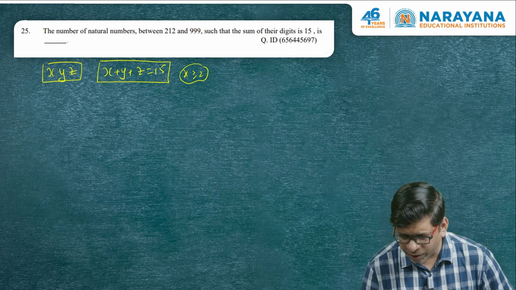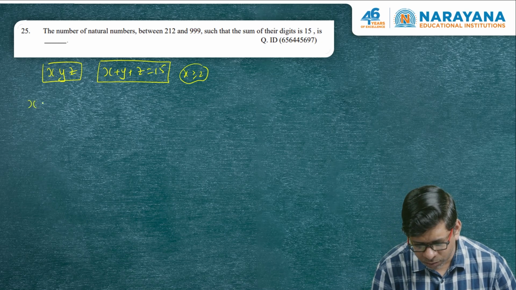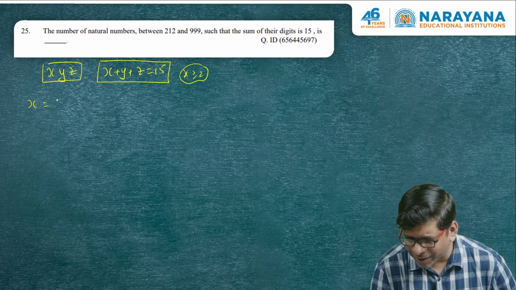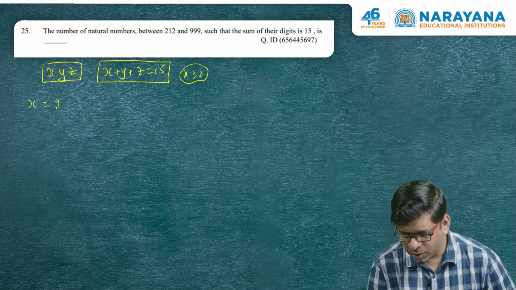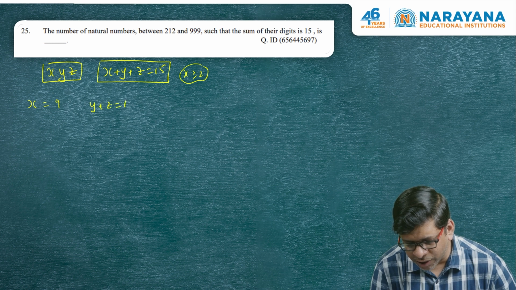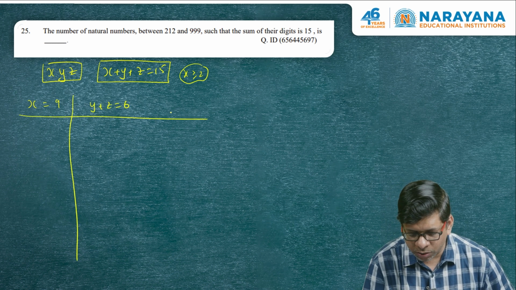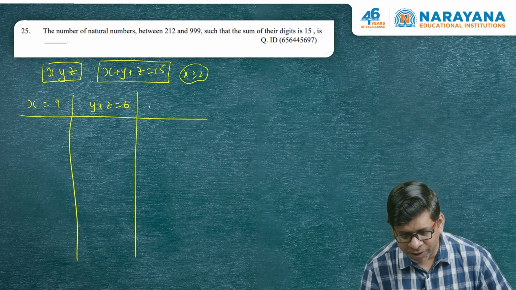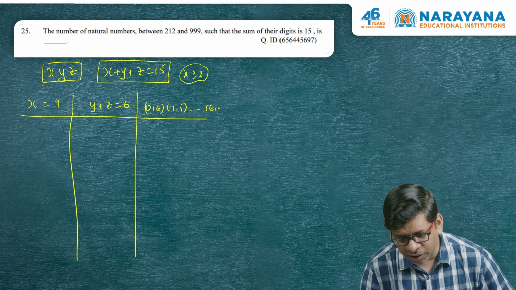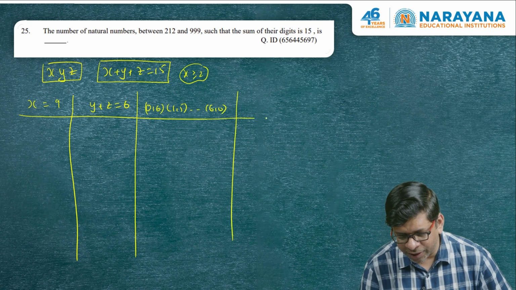So let us calculate one by one. x can be maximum 9 as a digit, which means y plus z has to be 6. Y plus z has to be 6 means what? Sum of two digits is 6. So 0, 6, 1, 5 up till 6, 0. How many numbers are we getting? We are getting 7 such numbers.